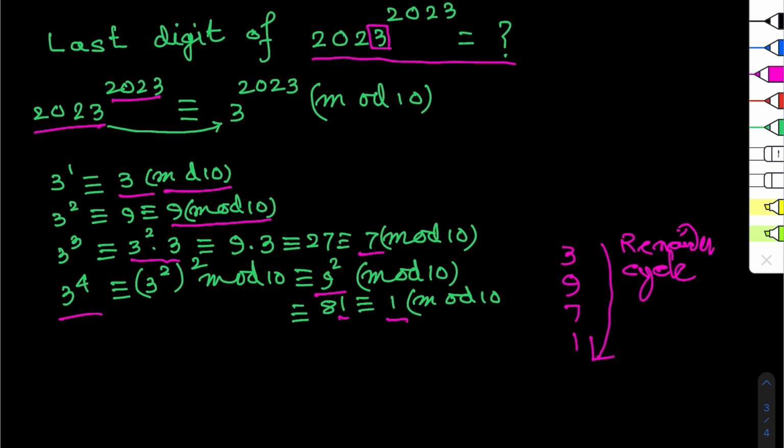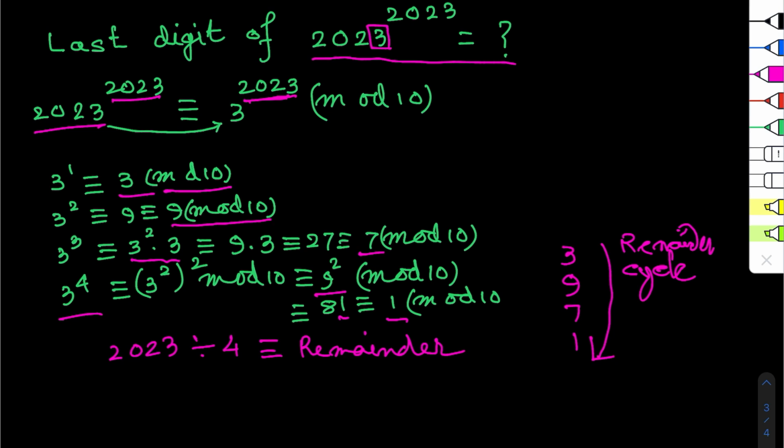Now we have to find out only the position of the power 2023. The power here is 2023, and we have to find the position it takes in the remainder cycle. The remainder cycle has 4 different remainders. So we just divide 2023 by 4 and see what the remainder is.